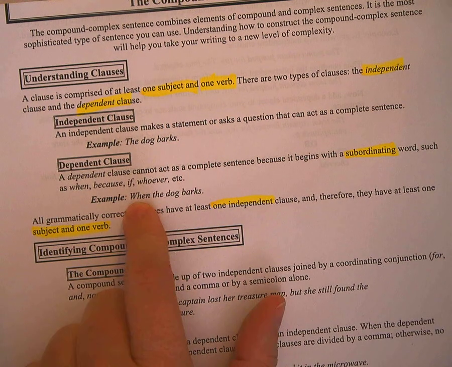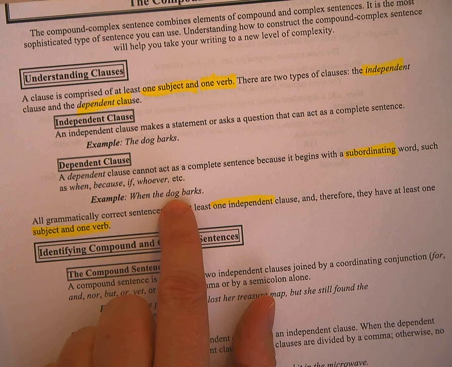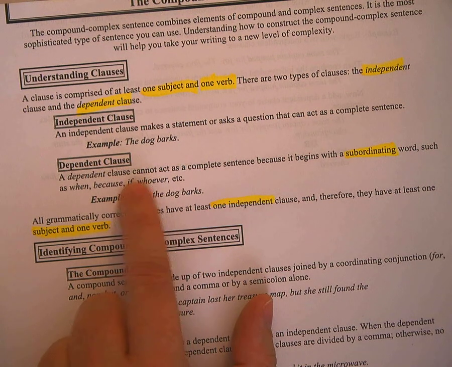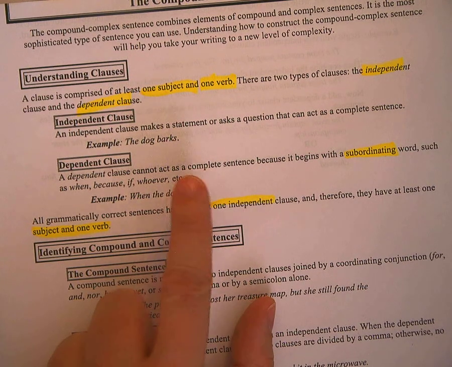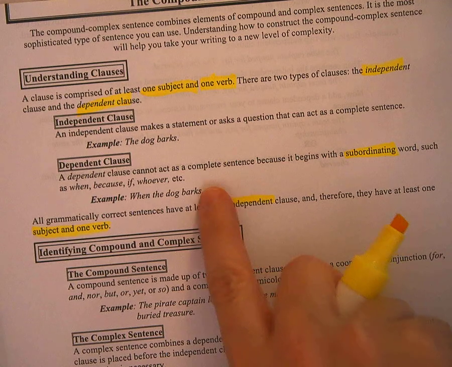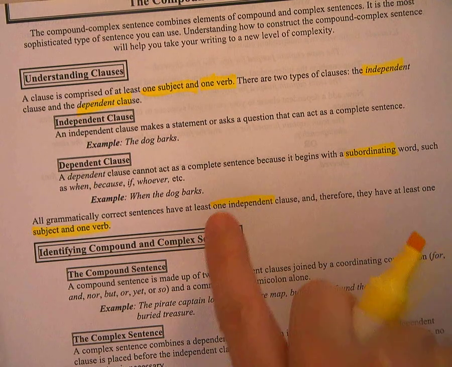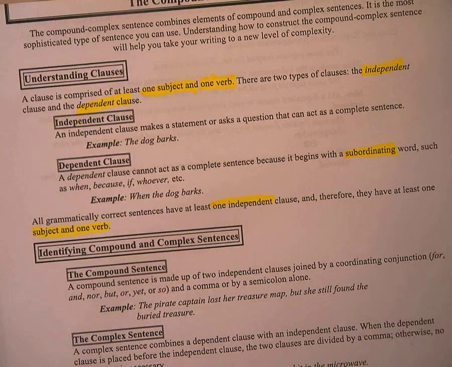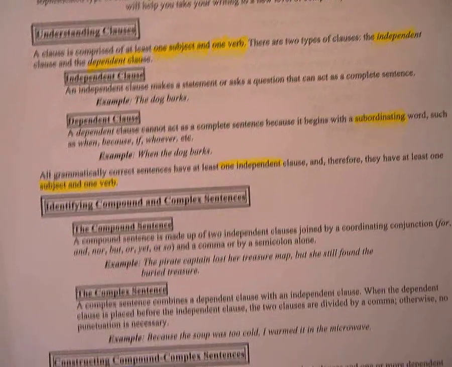A dependent clause also has a subject and a verb, but it has a subordinating word in the front of it so that it is not complete anymore. We know there has to be something else after this to complete it. It needs another independent clause added to it.